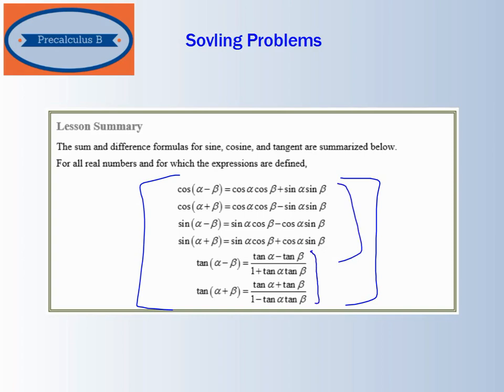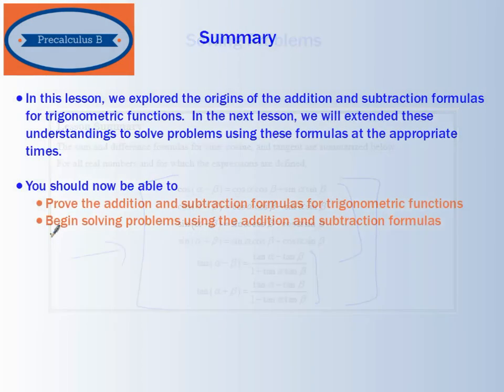But we can use these formulas now to answer questions about when we try to combine functions, or when we try and add angles or find the sine or cosine of two angles when added together, etc. These are additional identities that we now have to add to our toolbox when working with trig functions. So in this lesson, we explored the origins of the addition and subtraction formulas for trigonometric functions. In the next lesson, we're going to extend these understandings to solve problems using these formulas at the appropriate times. So you should be able to prove those addition and subtraction formulas and begin solving problems by using those formulas.